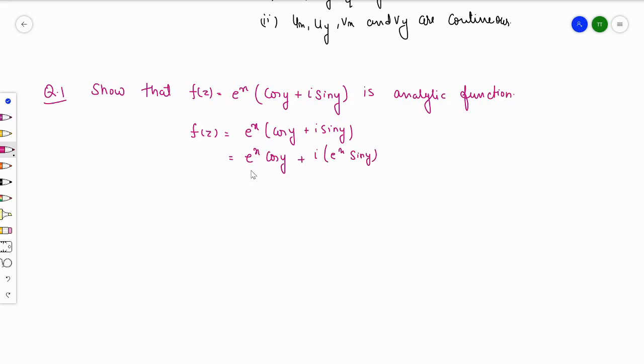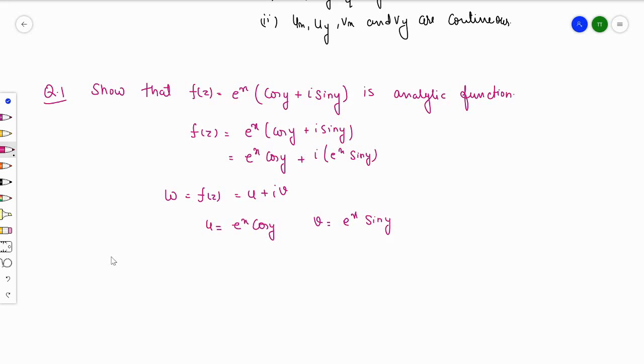So now what is the real part? The real part is u, so f of z or w you can write as u plus iv. So what is u here? u is equal to e raised to power x cos y, and v is equal to e raised to power x sin y. To show that this function is analytic, we will show the necessary condition, that is, we will satisfy the CR equation.